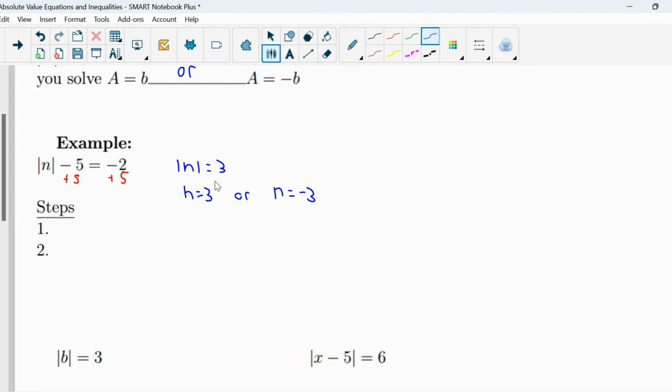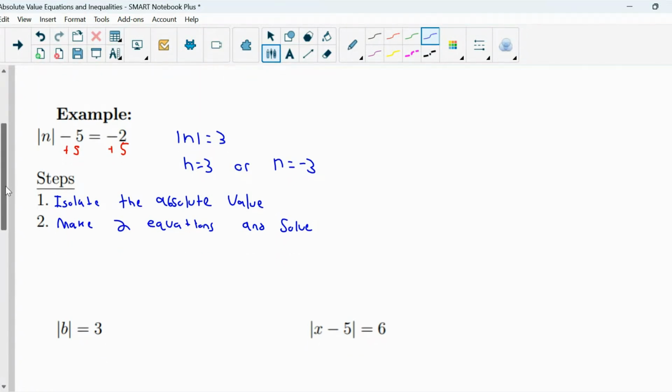All right, so the steps, just like I said, we have to isolate the absolute value, and then secondly, we have to make two equations and solve. These two equations account for both the positive and negative case. So let's look at a couple of examples on how this looks.